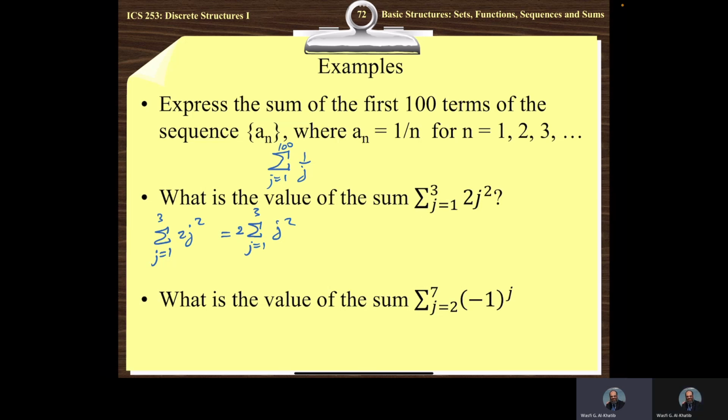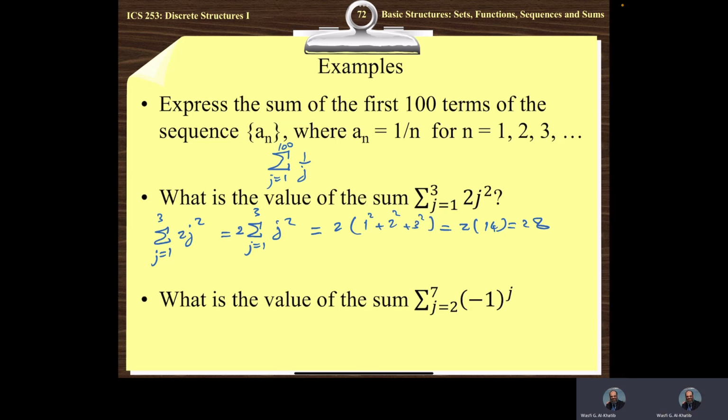Next. 3 minus 1 plus 1, see here. This is sigma j square. So this is 1 square plus 2 square plus 3 squared. So this is 2 times, 1 plus 4 is 5, plus 9 is 14. So this is equal to 28.